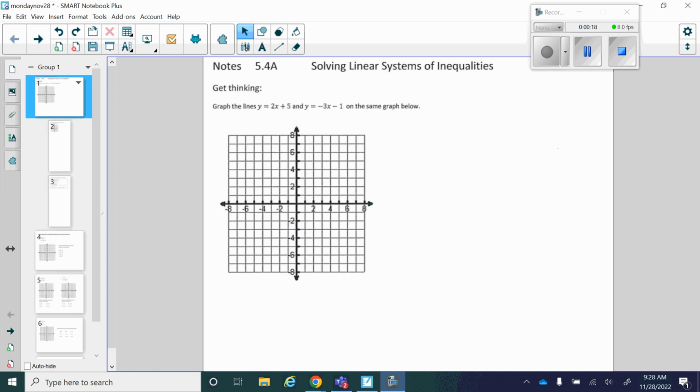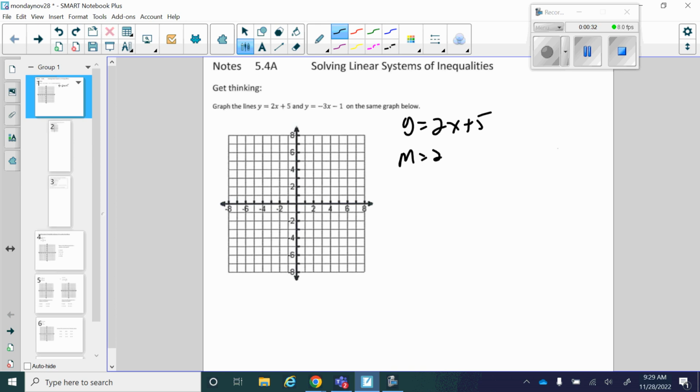We have y is equal to 2x plus 5. And how do we sketch this line in the graph? Well, you're going to start off with your slope and your y-intercept. That's your starting point. So my slope is m equals 2, but because I'm using rise over run, I'm going to make it a fraction. And b is equal to 5.